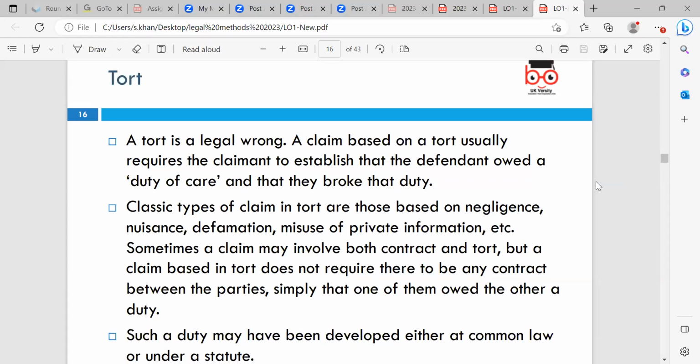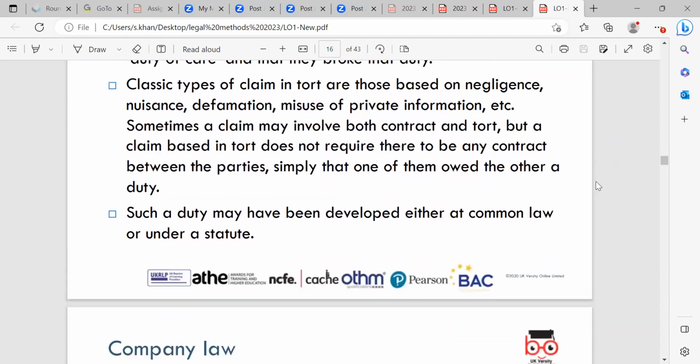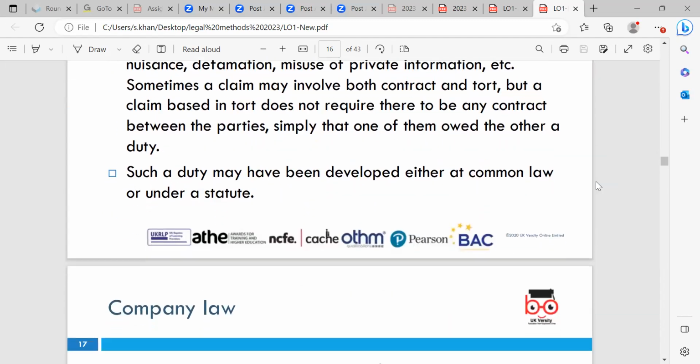Sometimes a claim may involve both contract and tort, but a claim based in tort does not require there to be a contract between the parties, simply that one of them owed the other one a duty. Such a duty may have been developed either at common law or under statute.